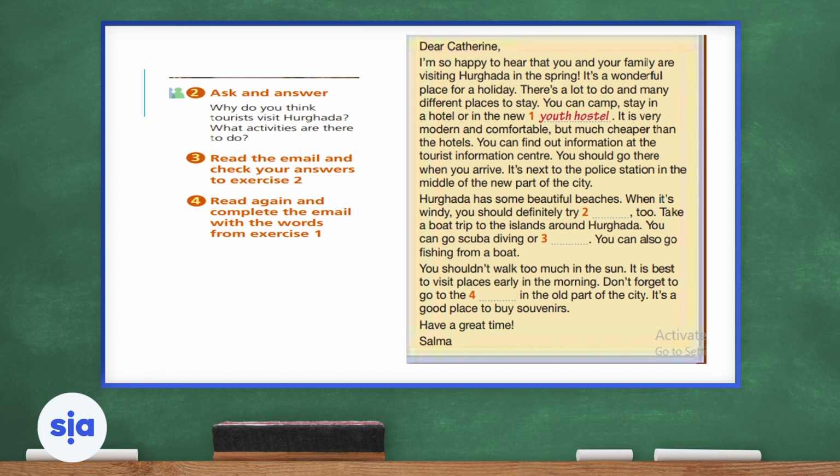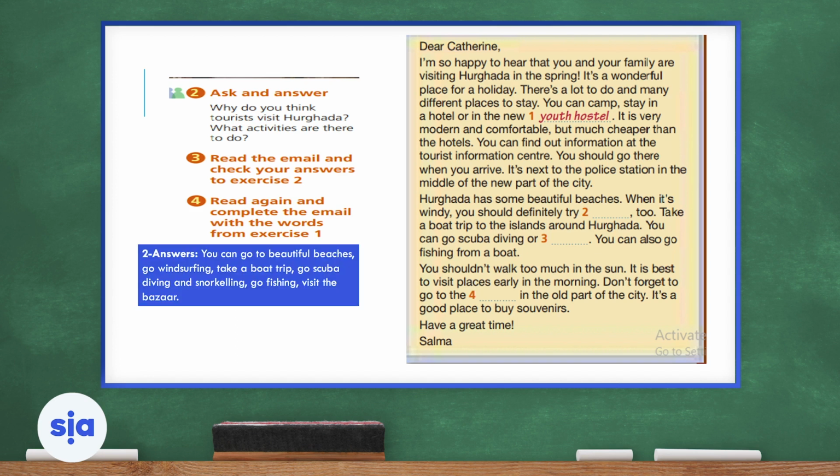Okay, let's look at question 2. Why do you think tourists visit Hurghada? What activities are there to do? If you've ever been there, I want you to try and refresh your memory and tell me, what have you done when you traveled to Hurghada? There are many things to do. Maybe snorkeling, maybe scuba diving, maybe just going into the glass boat and watching the beautiful corals and fish. Our suggested answers for question 2 is you can go to beautiful beaches, go windsurfing, take a boat trip, go scuba diving and snorkeling, go fishing, or even visit the bazaar.